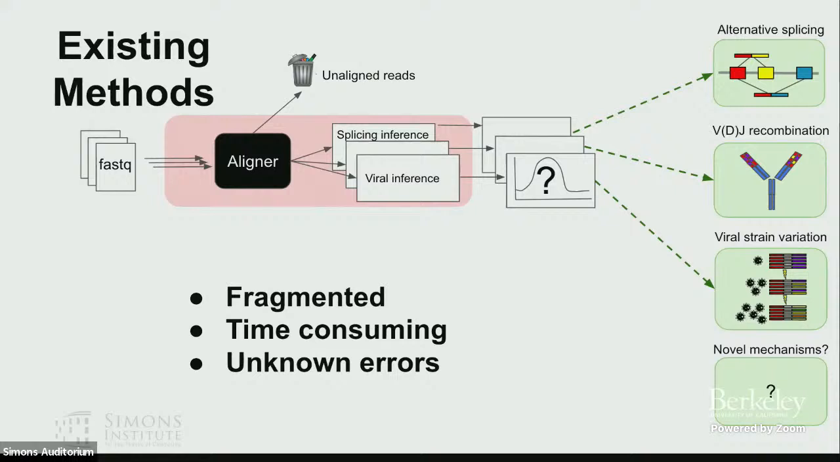So the current approaches to attacking the problems that I described to you in the previous slide all follow essentially the same workflow of taking FASTQ files, aligning them while throwing out unaligned reads that don't match the genome, and then performing some kind of statistical inference. And they have shortcomings, which include being fragmented, in that you have to pre-specify a specific pipeline and algorithm to run. They're time consuming. We know that alignment is computationally intensive, and they have unknown sources of errors.